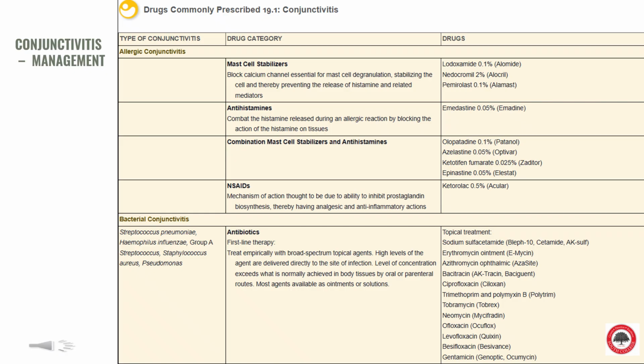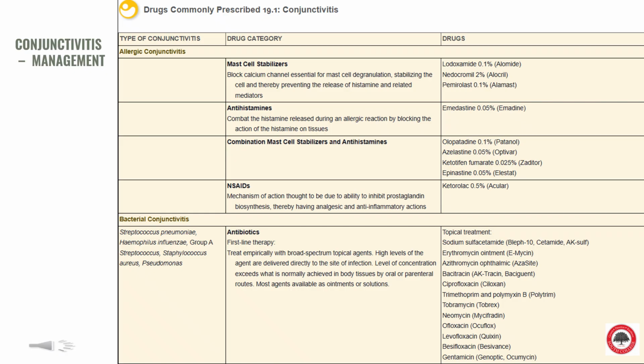Be sure to review the chart in your text. It's chart number 19.1. And there's more to this table. So be sure and also review the viral conjunctivitis portion of the table and know some medications that are commonly used to treat viral conjunctivitis. With allergic conjunctivitis, you can see that there are some over-the-counter medications that you can recommend to patients, and mast cell stabilizers, things like that. NSAIDs are prescription. So you can look at those.